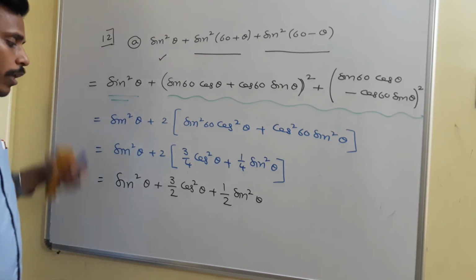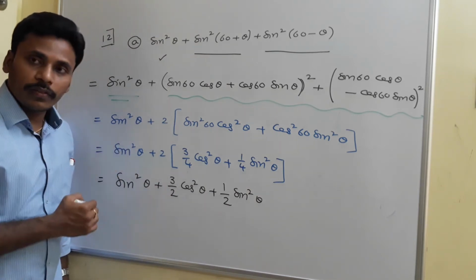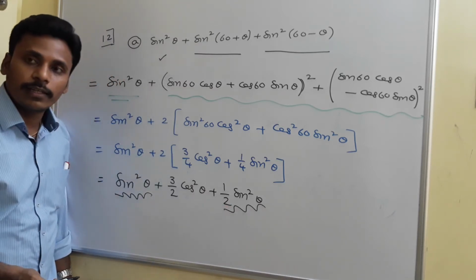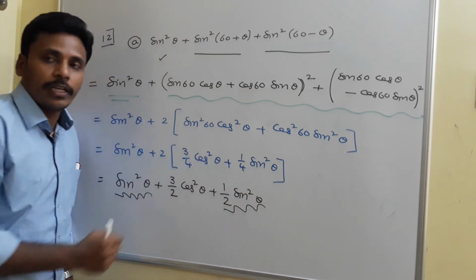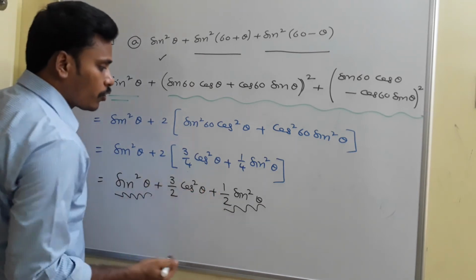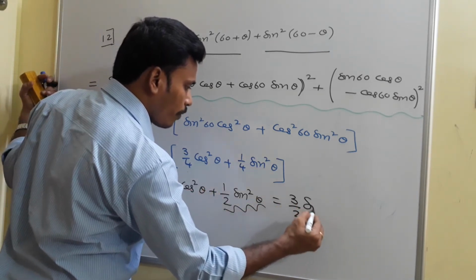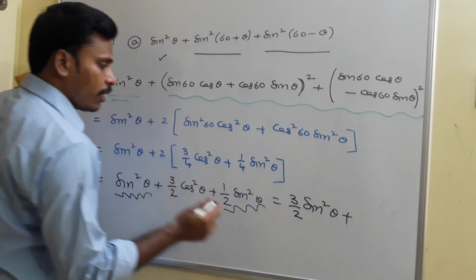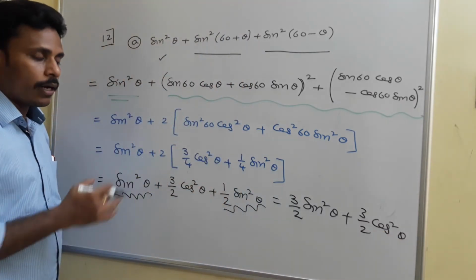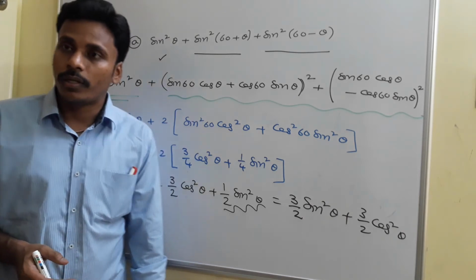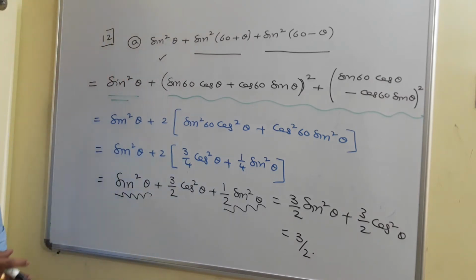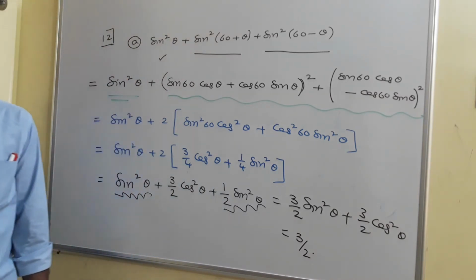Yeah, now you need to think once and twice. See, this is 3 by 2 cos square theta. Here the first term is sin square theta and here the last one is 1 by 2 sin square theta. See, sin square theta and 1 by 2 sin square theta. 1 and 1 more half. 1 and half is 3 by 2. So if you combine these two, this is equals to 3 by 2 sin square theta plus 3 by 2 cos square theta. Yeah, so 3 by 2, if you take it as common, 3 by 2 of sin square theta plus cos square theta. Since sin square theta plus cos square theta is equals to 1, its result at the end is 3 by 2. Okay, just have a look at the complete problem.